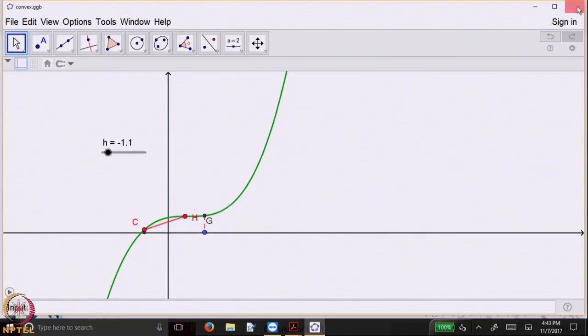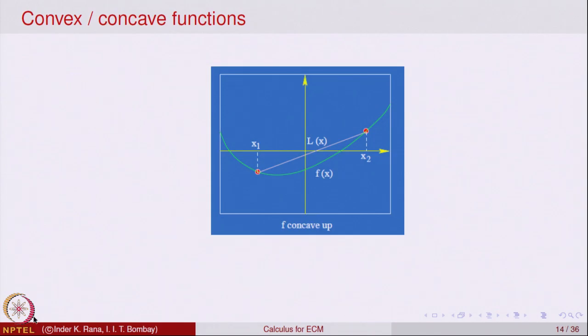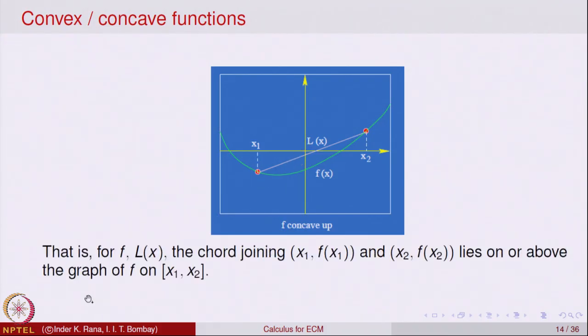So, let us try to put this property mathematically. Saying bending towards the x axis should mean that if I take any 2 points, then the line joining them should stay above the x axis. So, this property we want to characterize. This is another picture of the same thing. For example, if the graph is bending towards, the line joining should be above, the chord joining should lie on or above the graph.